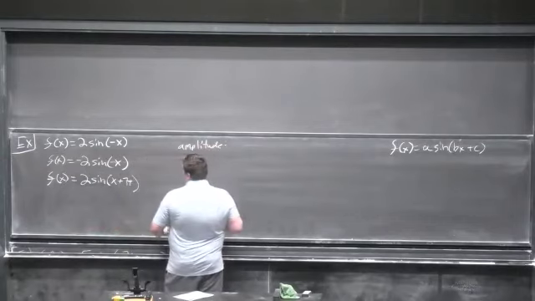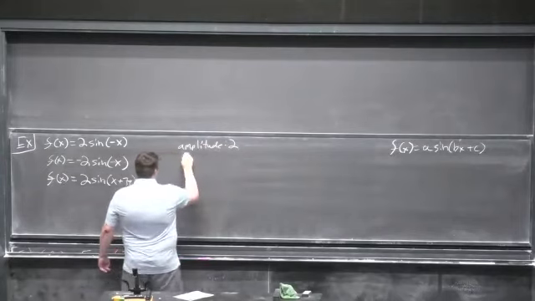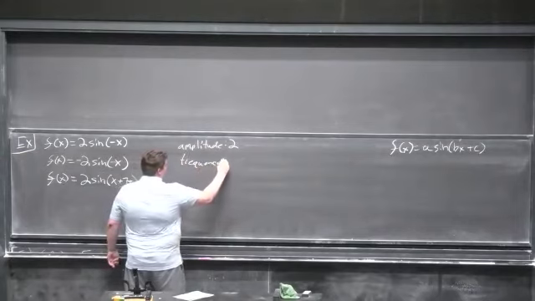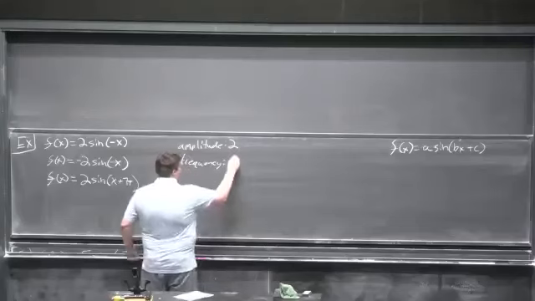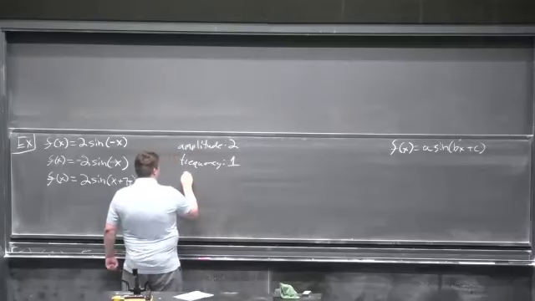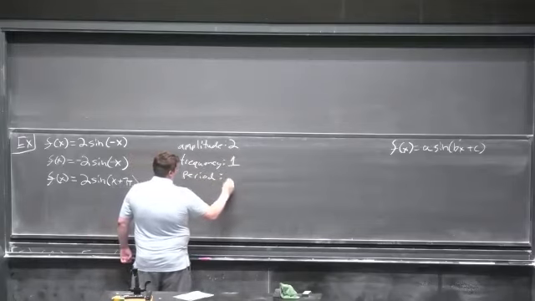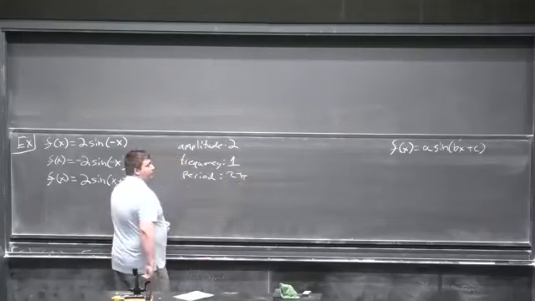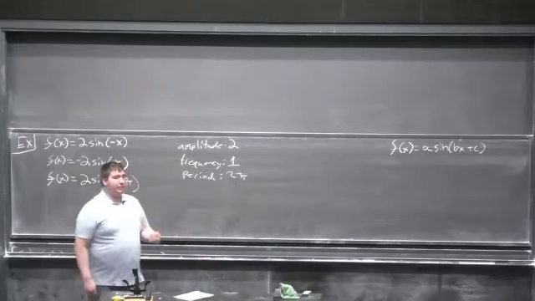Well, the amplitude is equal to our a, which is 2. Our frequency is our b, which is 1. So that means our period is 2 pi. It's technically 2 pi over b, but our b is 1, so that's just 2 pi.